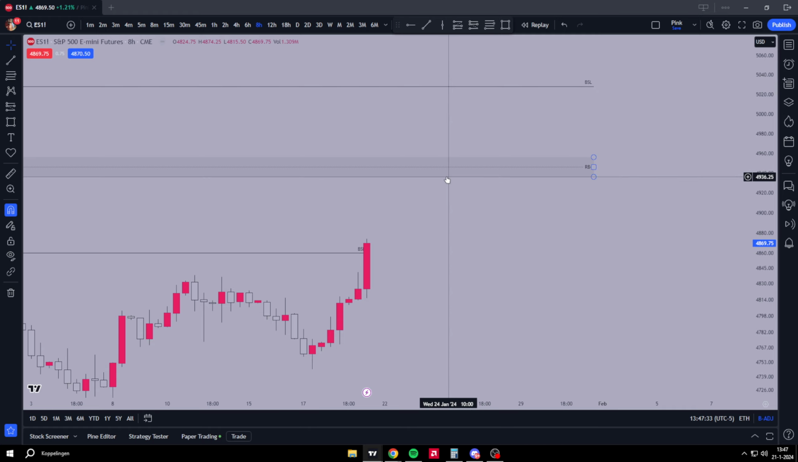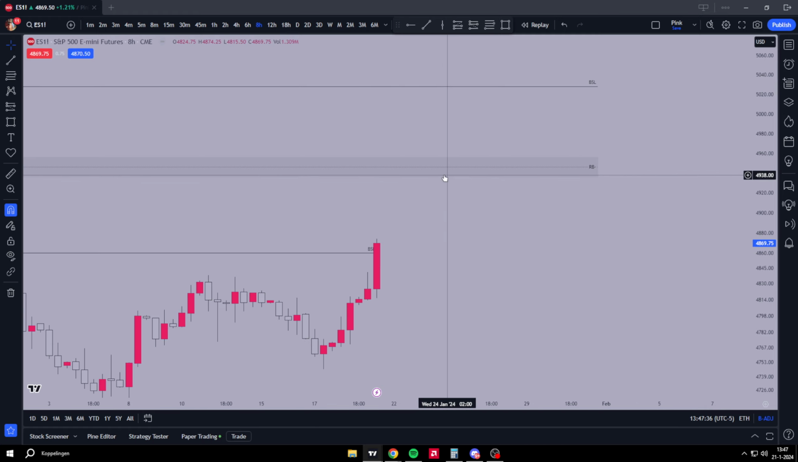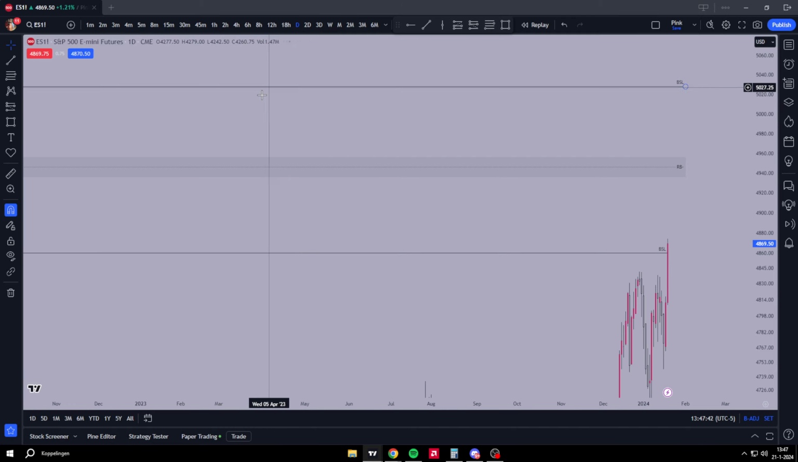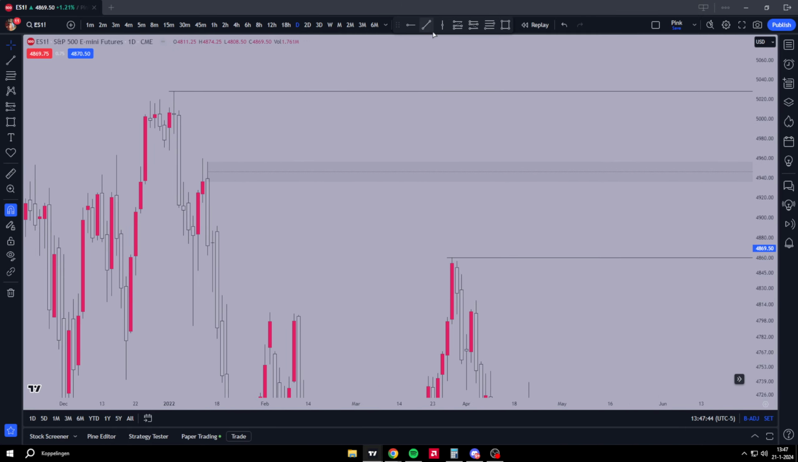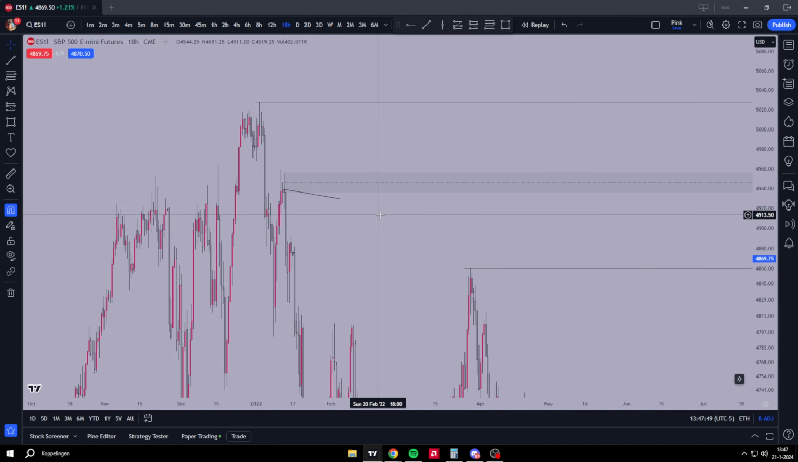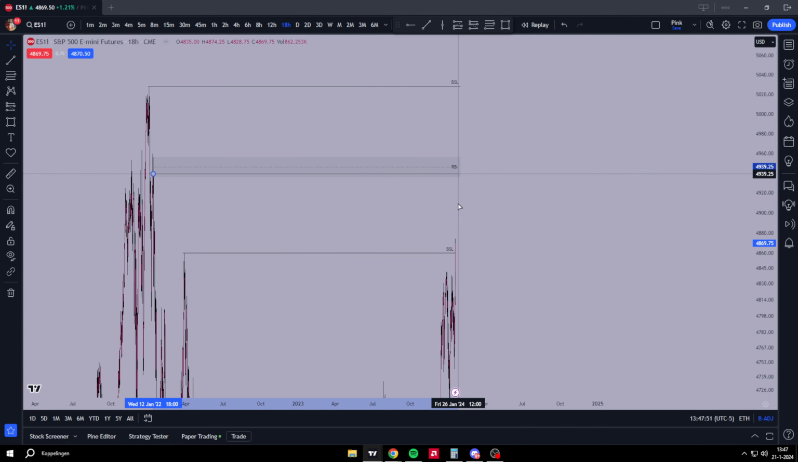So what are we reaching for? I would say the rejection block here. That would be our draw on liquidity. So we could mark that out as our draw on liquidity. What time frame was that? Daily. Not daily. 18-hour, I think. Yeah, 18-hour.